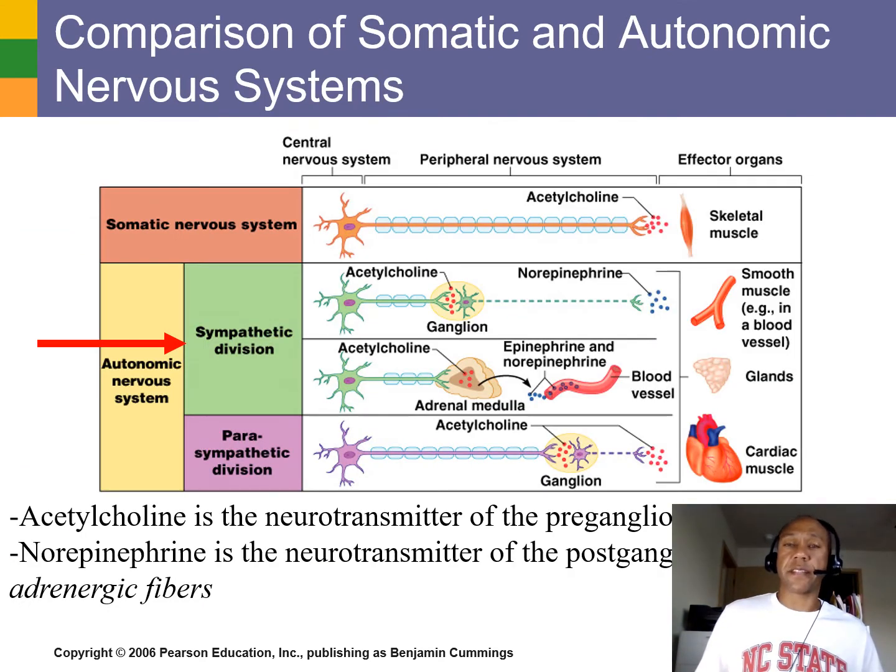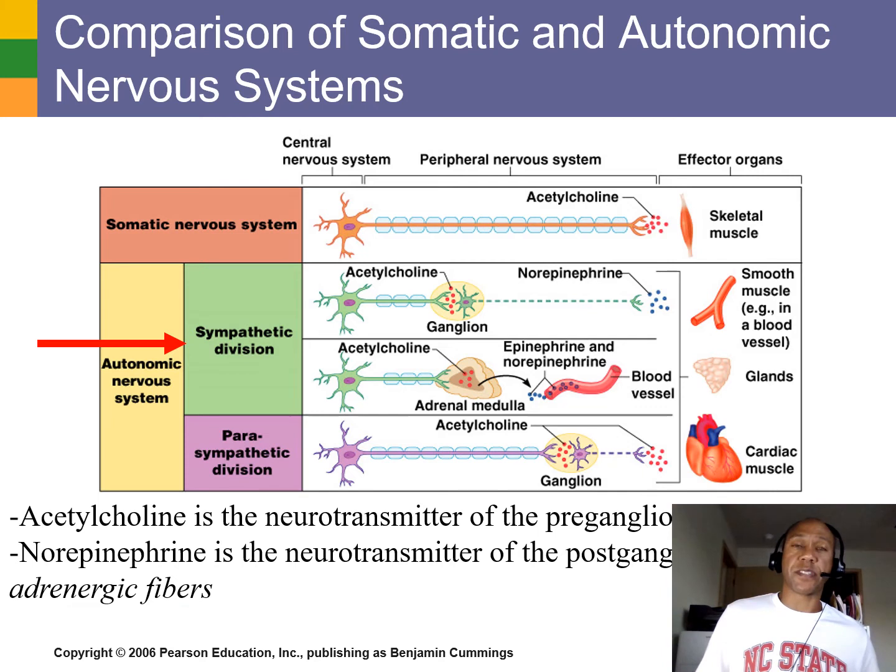In the parasympathetic division, the only neurotransmitter was acetylcholine. In the sympathetic division, the neurotransmitters include acetylcholine, but they also include norepinephrine. So in the sympathetic division, we have cholinergic fibers, and we also have what are called adrenergic fibers. Fibers that produce norepinephrine or noradrenaline are referred to as adrenergic fibers.